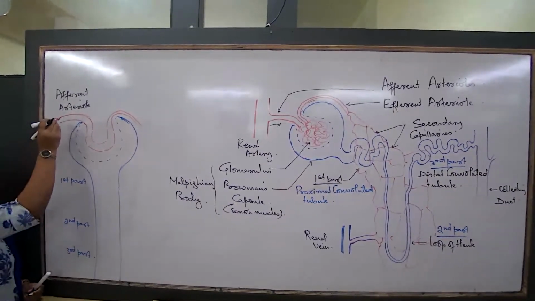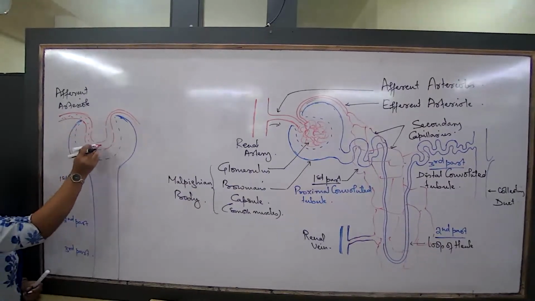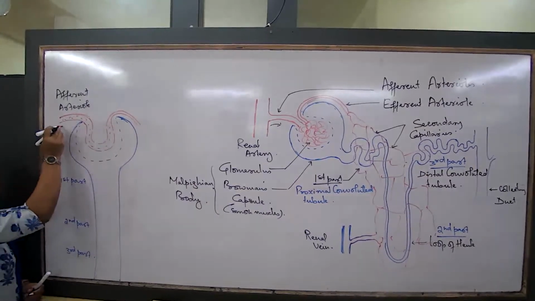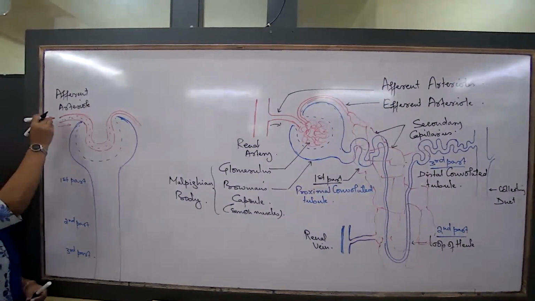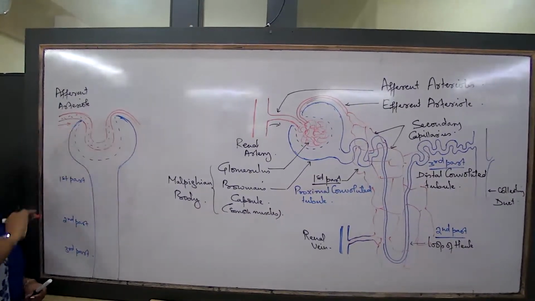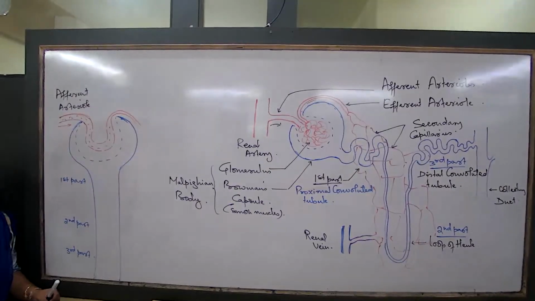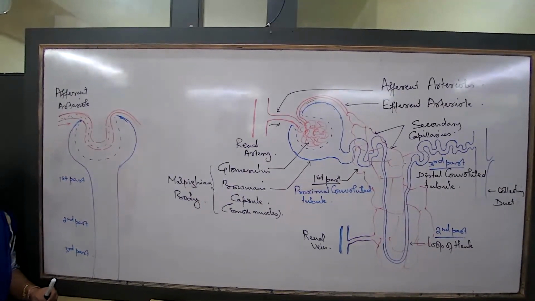So I start from here. The pressure of the blood in the afferent arteriole is very high. What is the direction of the blood flow? This way. What is the composition of the blood? Plasma, salts, ions, cells.